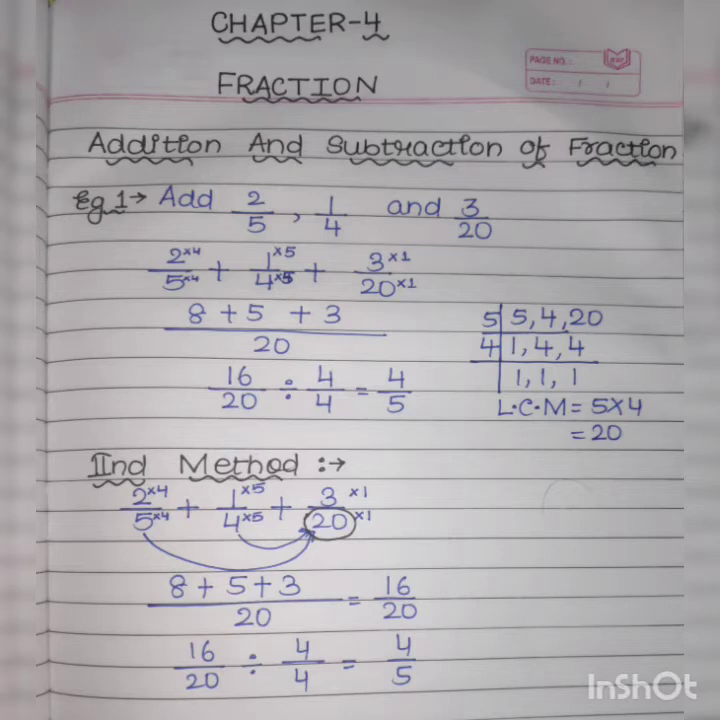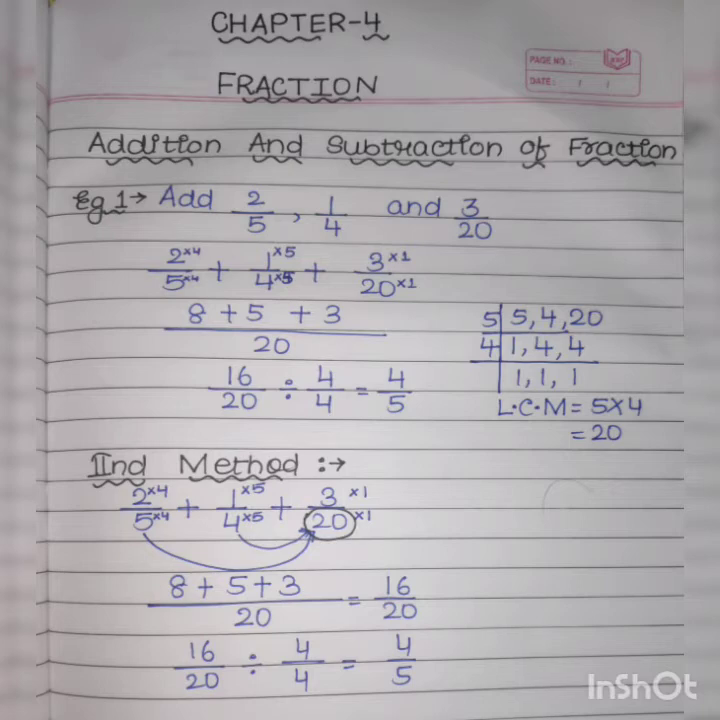After that we have to follow the same step. Now we have to change 5 to 20, 4 to 20 and 20 is same. Now to make 5 as 20 we have to multiply it by 4 on both the numerator and the denominator side. Now to make 4 as 20 we have to multiply 5 on both the sides, that is numerator and the denominator sides. Now 20 into 1 and 3 into 1. Now add 8 plus 5 plus 3 is equals to 16 by 20.